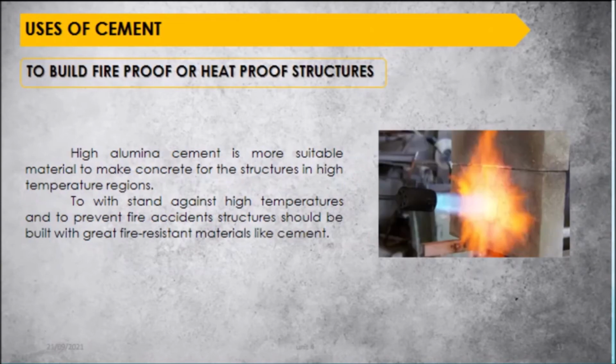Another one of the uses of cement is to build fireproof or heat-proof structures. So, to withstand high temperature and to prevent fire accidents, structures should be built with great fire-resistant materials like cement. High alumina cement is a more suitable material to make concrete for structures in high temperature regions. So that is for type 5 cement, Portland cement.